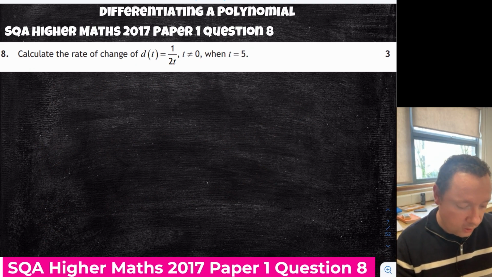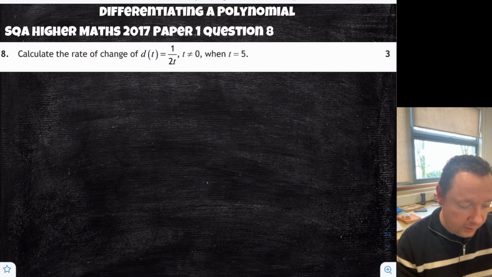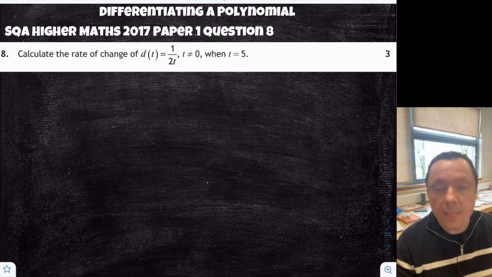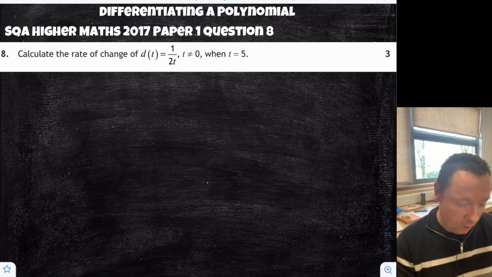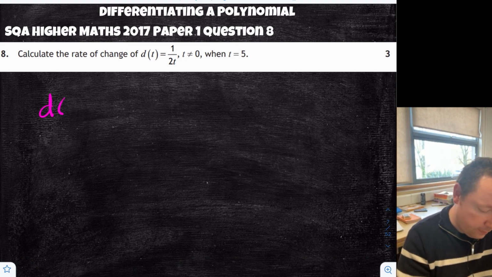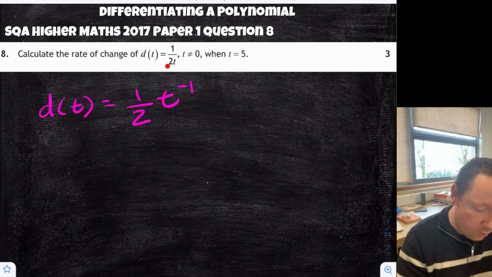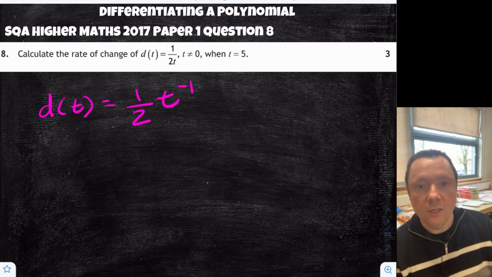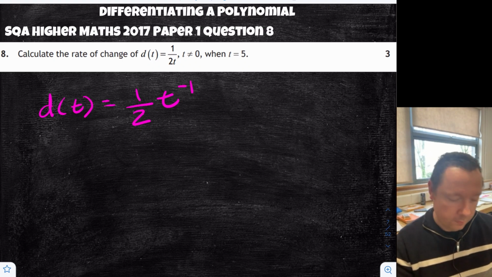SQA Higher Maths 2017, Paper 1, Question 8 on differentiating a polynomial. Calculate the rate of change of d of t is equal to 1 over 2t. So we need to get it ready to differentiate. Always need to do that. So d of t is equal to 1 over 2 t to the minus 1. Do not be tempted to move this 2. That's just a half still. Separate it out. It's just the t that's moving.